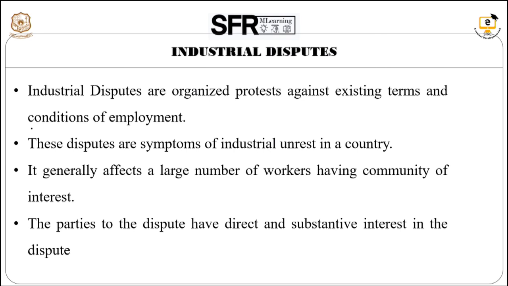Now we see about the industrial dispute. So what is an industrial dispute? It is a protest organized against existing terms and conditions of employment. These disputes are symptoms of industrial unrest in any country. According to the Industrial Disputes Act 1947, an industrial dispute means a dispute or difference between employers and employees, or between employers and workmen, or between workman and workman, which is connected with the employment or non-employment or terms of employment, or with the conditions of labor of any person.